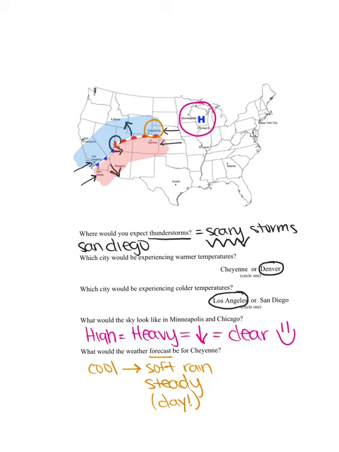So after that soft, steady rain, then it's going to get warm. Now remember, warm air is lifting up. And if it's lifting up, what's up in the sky? Clouds. So it's going to be warm and cloudy.